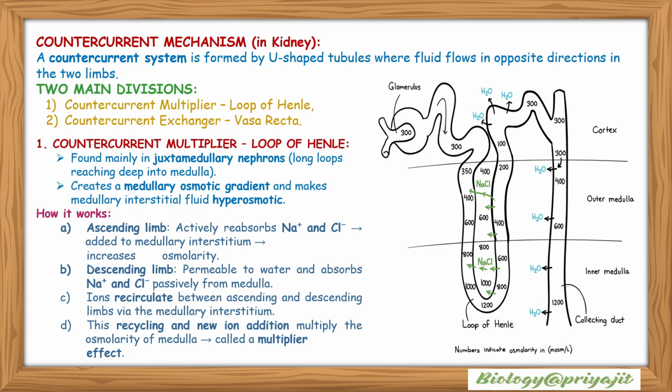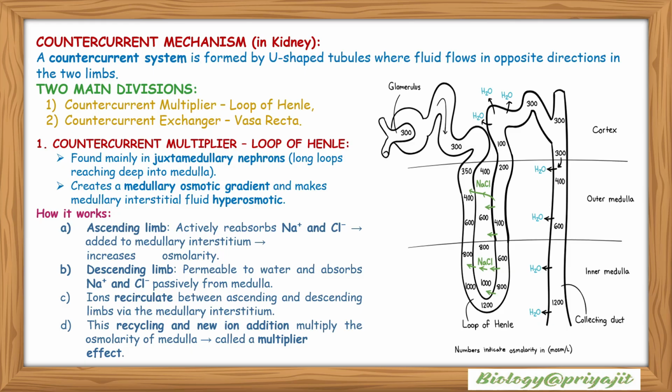Countercurrent mechanism: it's a system formed by U-shaped tubules where fluid flows in opposite directions in two limbs. Two main divisions of countercurrent mechanisms: one is the countercurrent multiplier, which is found in the loop of Henle, and the second one is the countercurrent exchanger, which is located in the Vasa Recta.